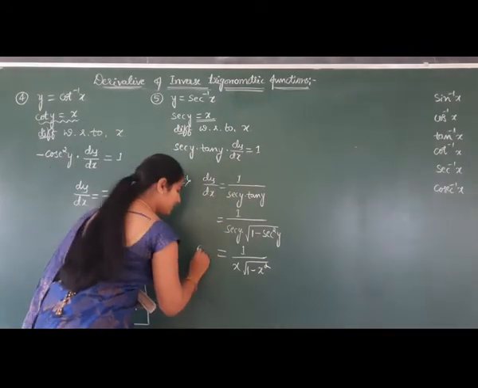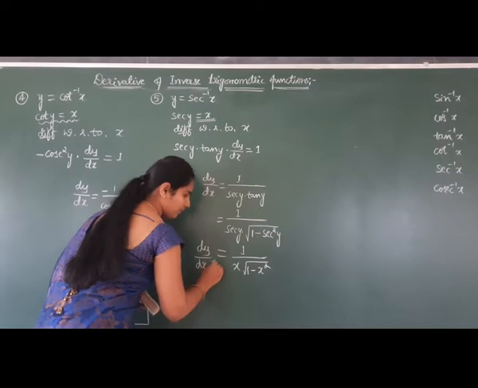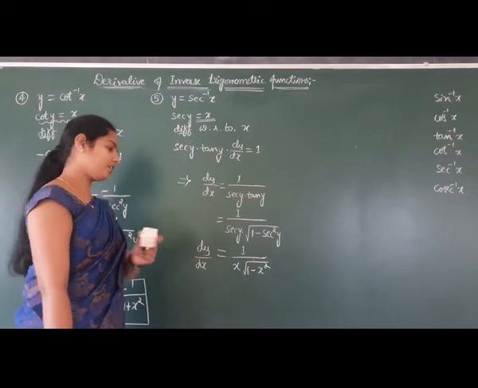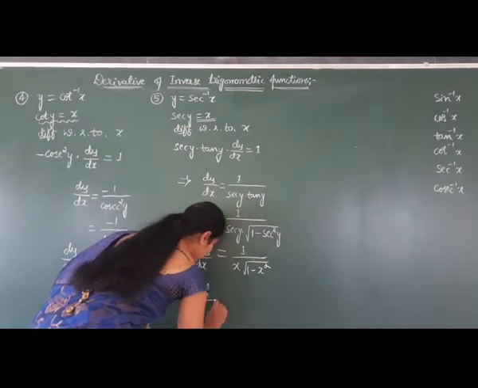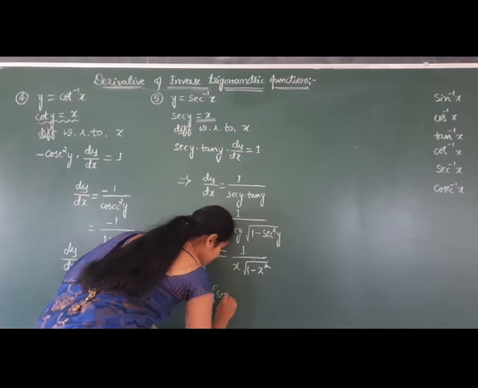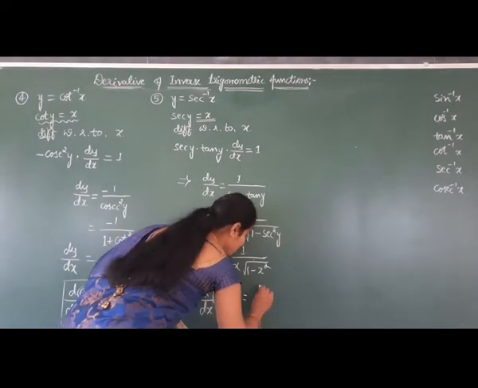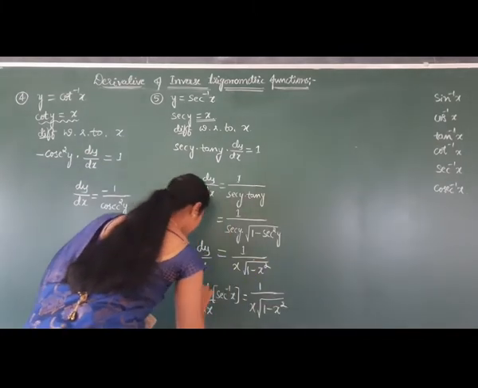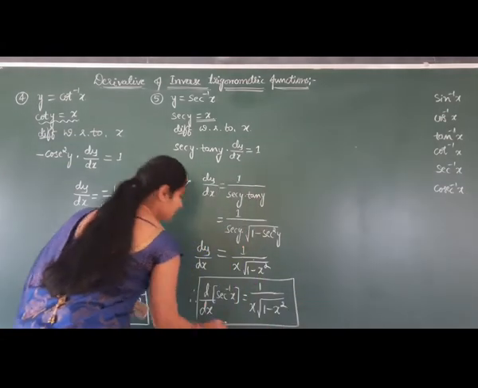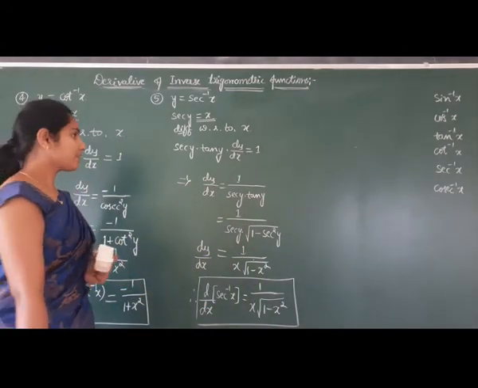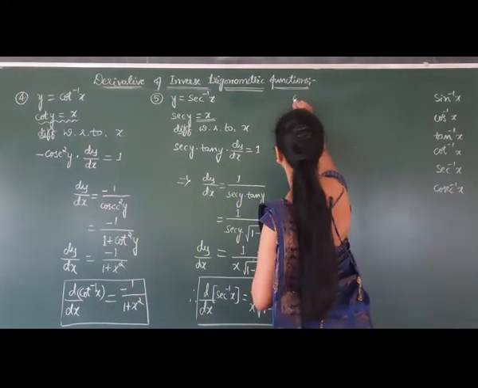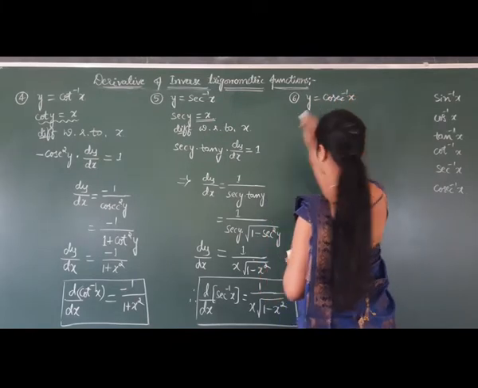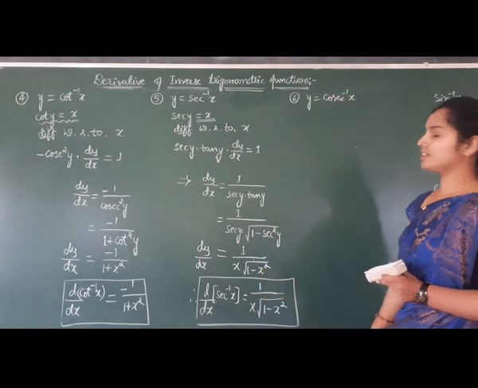Okay, so dy by dx is equal to 1 divided by x into square root of x square minus 1. Therefore the derivative of secant inverse x with respect to x is equal to 1 divided by x into square root of x square minus 1. Okay, so the next function is y is equal to cosecant inverse x.